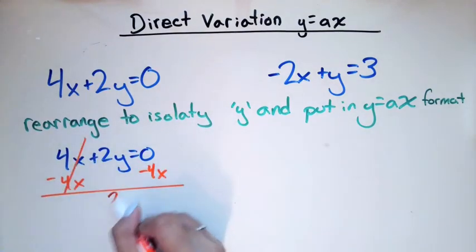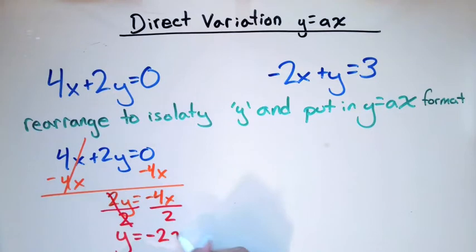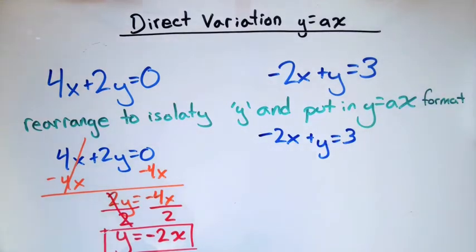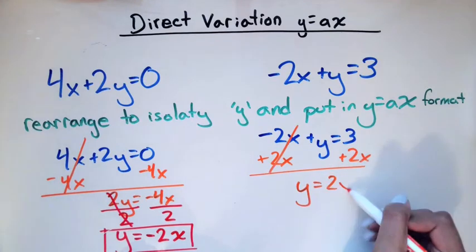Let's get x on the other side. Subtract 4x, and then y is almost isolated. We just have to divide by 2. So we get y equals negative 2x. That is our direct variation equation. As you can see, there's no plus b, minus b, nothing. That b is 0, which is why it's not there, which allows it to be written as direct variation.